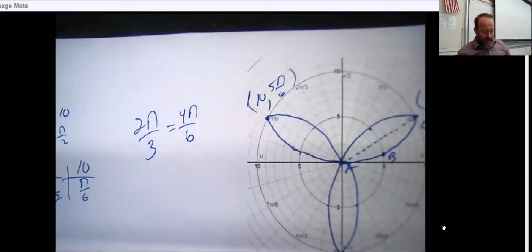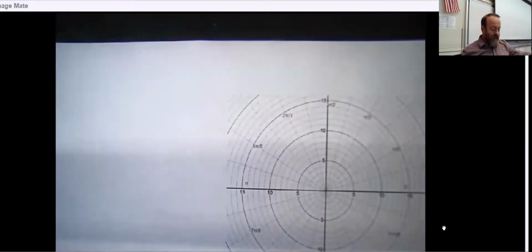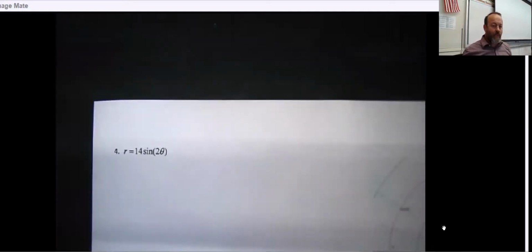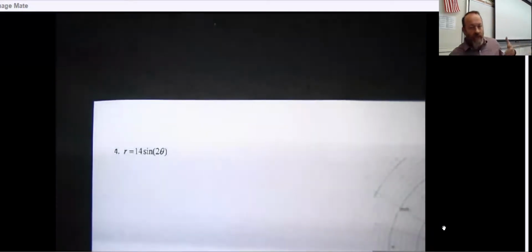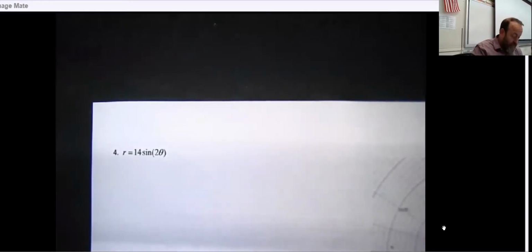Now, the last one, I think, always kind of surprises people when they see it for the first time. What if you just did 2 theta? This is going to be 4 petals, which is kind of interesting. But we're going to take a look at a little bit extra on this one.